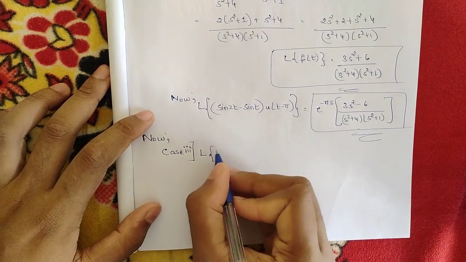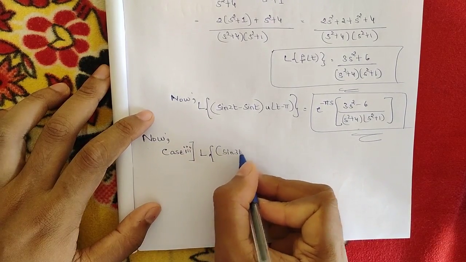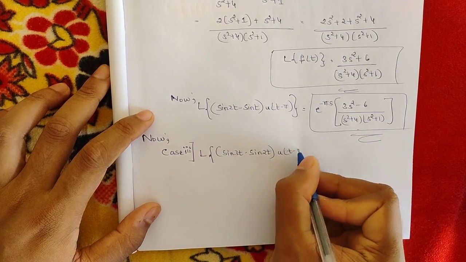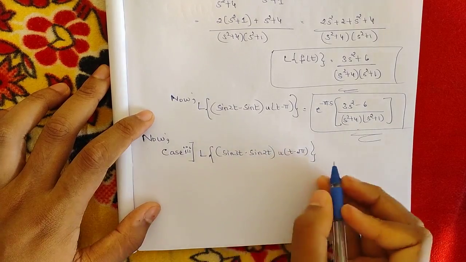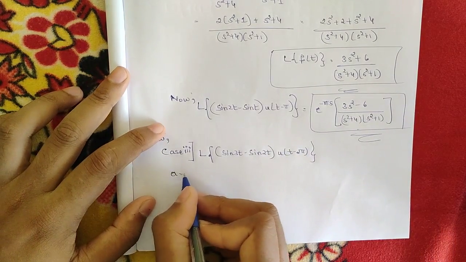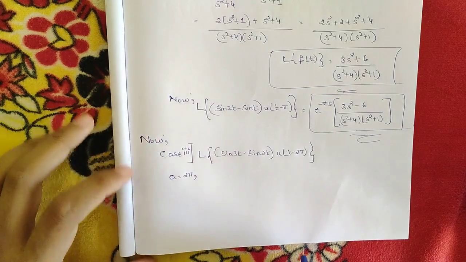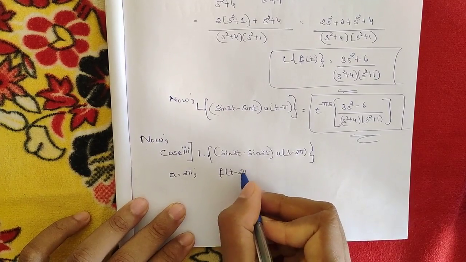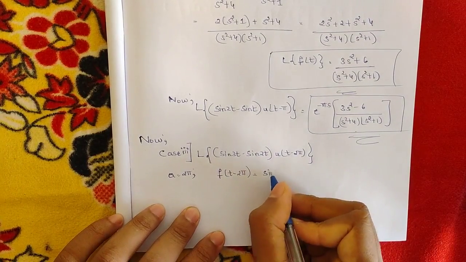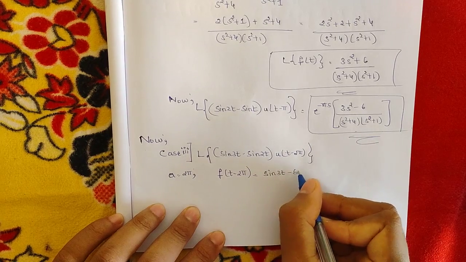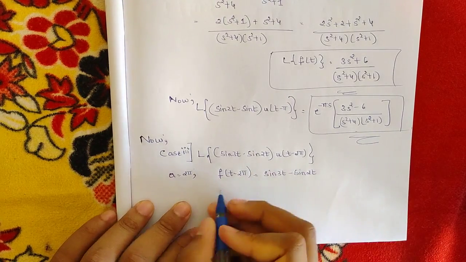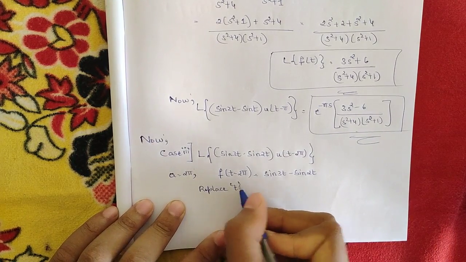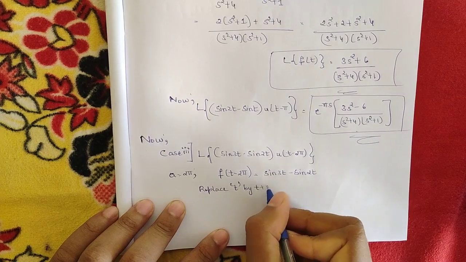That is the Laplace transform of (sin 3t minus sin 2t) u of t minus 2 pi. Now this time the value of a is 2 pi, and f of t minus a, that is f of t minus 2 pi, is given by sin 3t minus sin 2t. In order to make it f of t, replace t by t plus 2 pi.